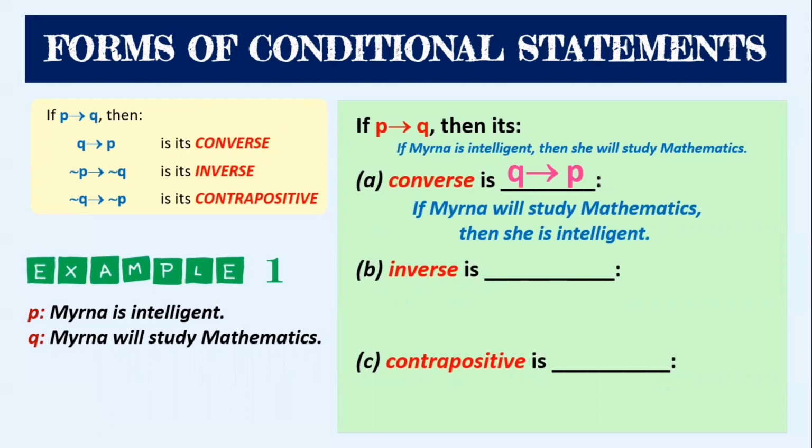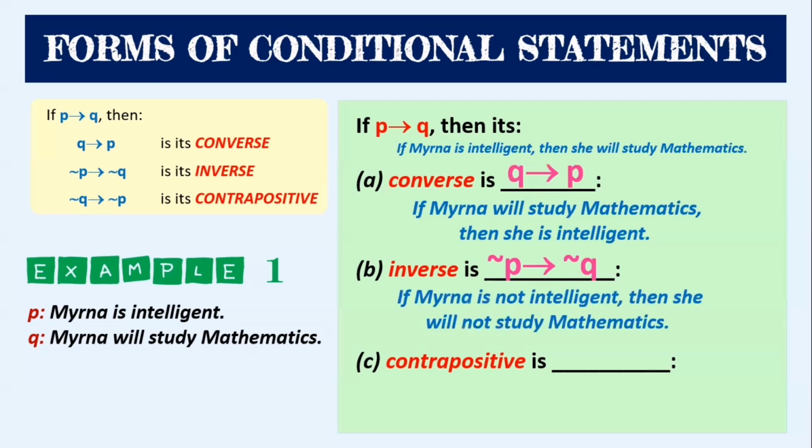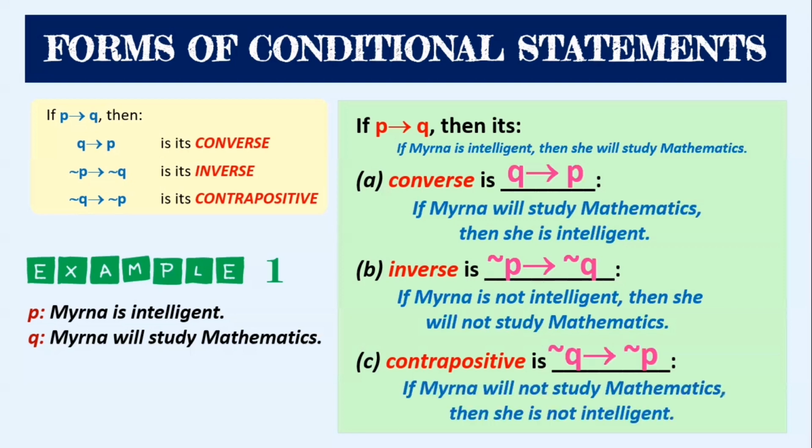And for the inverse, ito yung negation ng ating conditional. So negation ni P, then negation ni Q. Okay? So we have, if Mirna is not intelligent, then she will not study mathematics. And for the contrapositive, this is the negation of the converse. Okay, not Q, then not P. Okay, so we have, if Mirna will not study mathematics, then she is not intelligent.